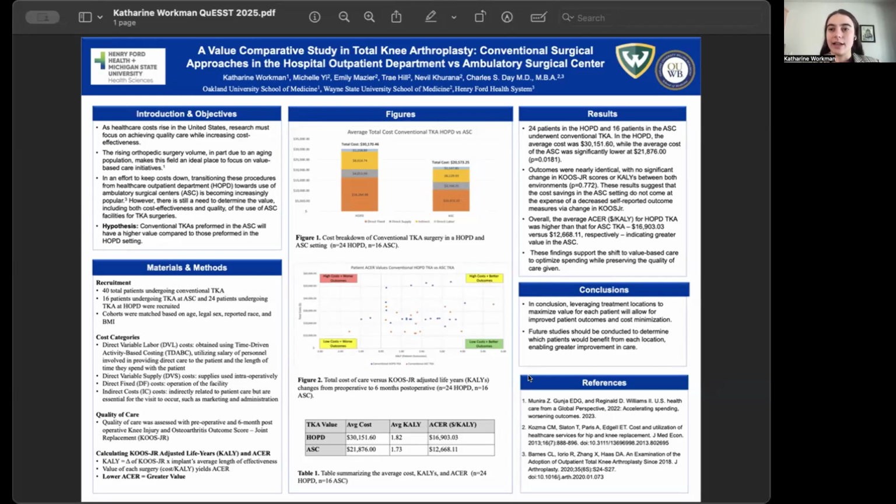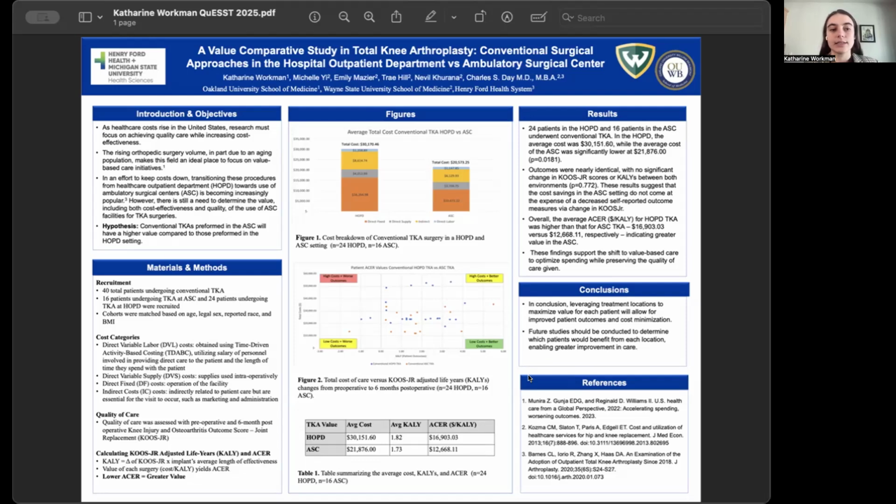So, in general, value is becoming a much more common metric as it takes into account cost and quality in regard to patient care due to the increasing healthcare costs in the United States. For this project specifically, I was looking at how total knee arthroplasties performed in a healthcare outpatient department, or HOPD, compares to the ambulatory surgical center, or ASC. This is an especially important topic as it is becoming increasingly popular to provide joint replacement surgeries in ASCs.